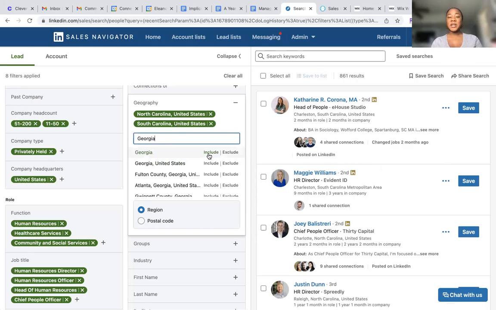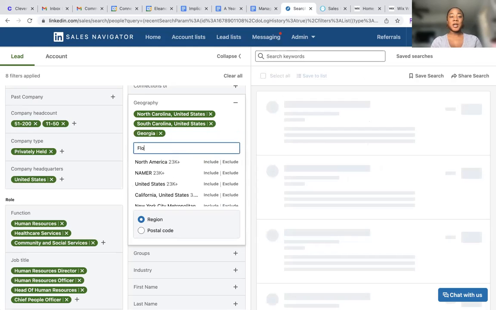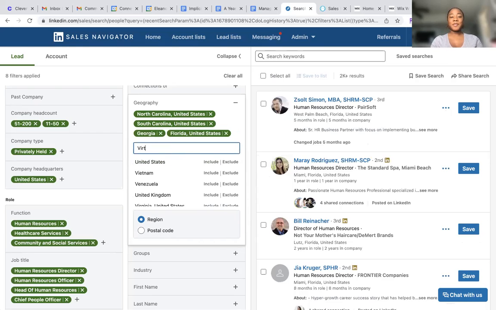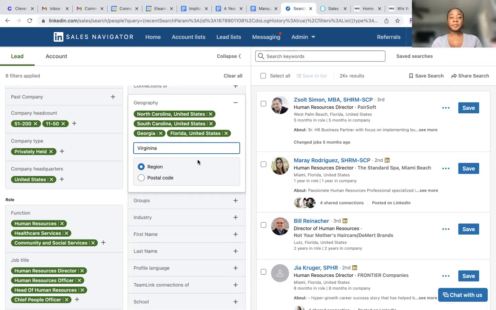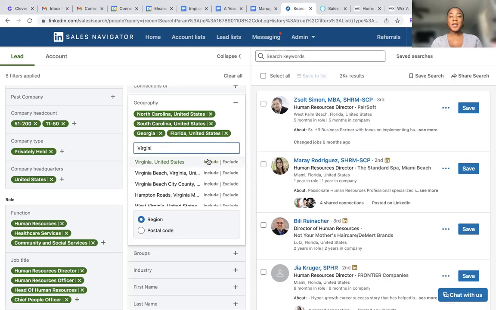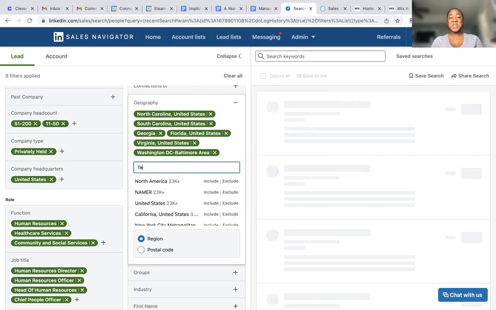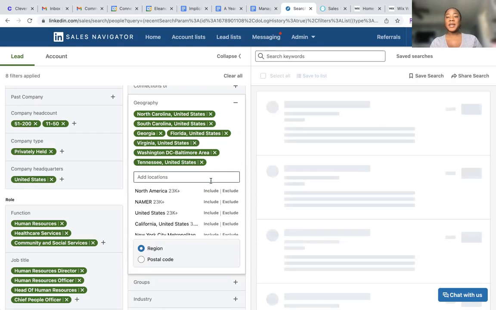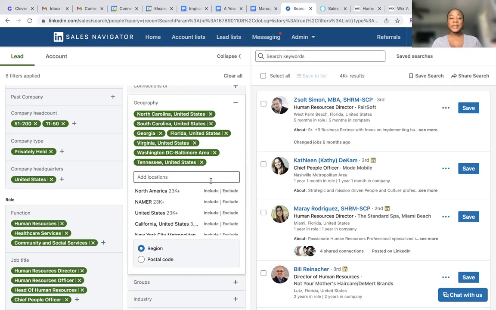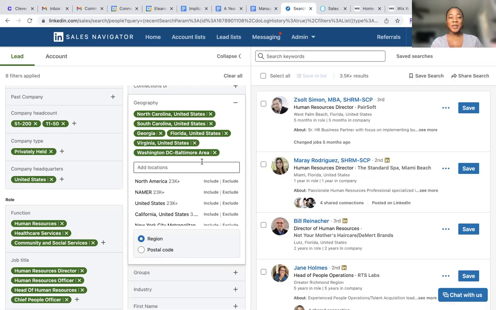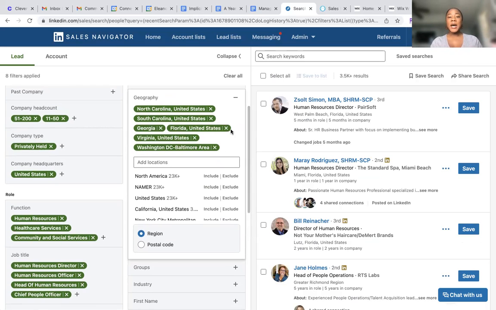But say I'm focusing on the Southeast, I could add in Georgia. I could add in Florida. Maybe I wanted to add in Virginia. Spelled that wrong. Maybe I wanted to add in DC, Tennessee. This is up to you. Now I'm at, what am I at now? 4,000 plus. I could break that down. Maybe I really don't want to go to Tennessee. So now I'm at 35. This is still a rather big list to begin with, but you can start there.